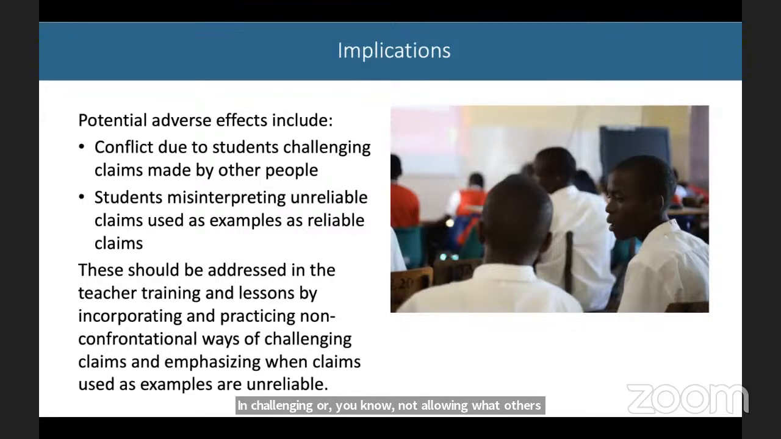They should be able to understand how they should be engaging them in non-confrontational ways, other than emphasizing claims, and also not emphasizing claims used as examples in the lessons.